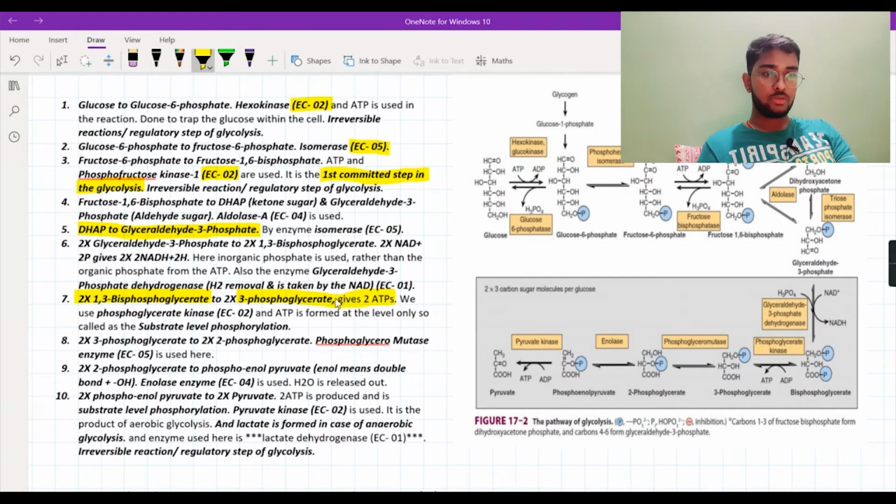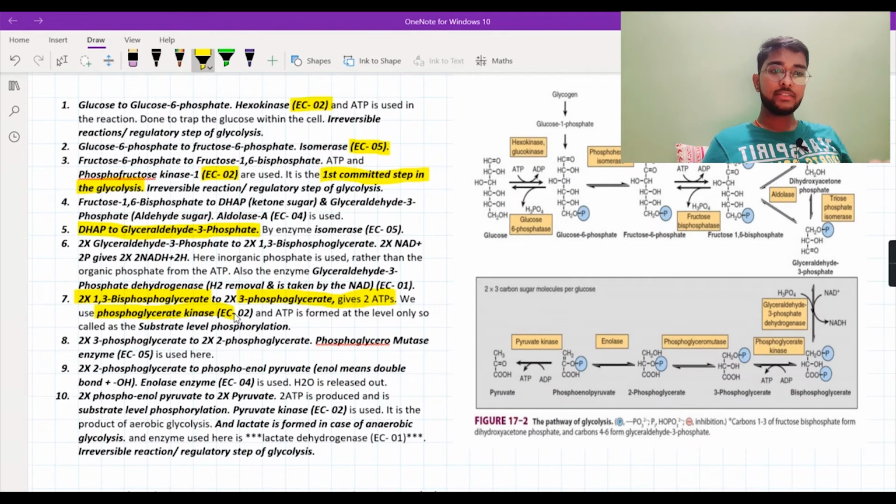Because 2 molecules of phosphate were on the reactant side, and in the product we get 3-phosphoglycerate and 2 ATPs. The enzyme used here is phosphoglycerate kinase, EC number 2. Also note that the ATP released here is by the substrate level phosphorylation mechanism.